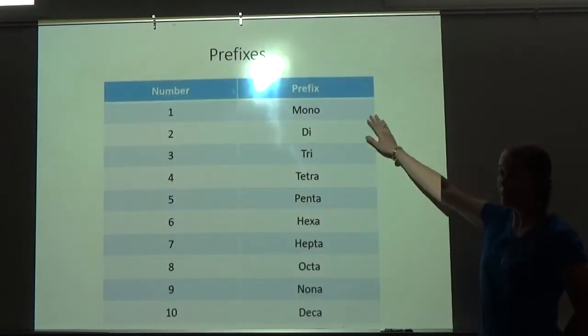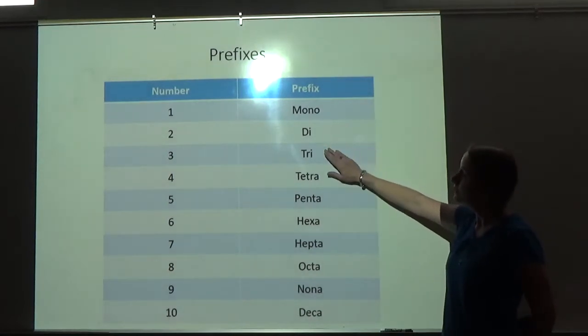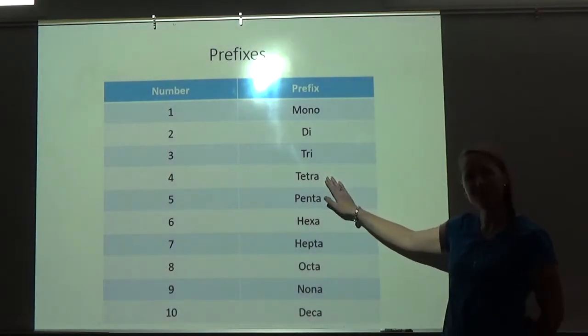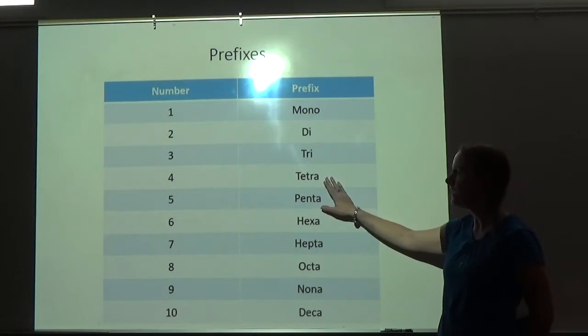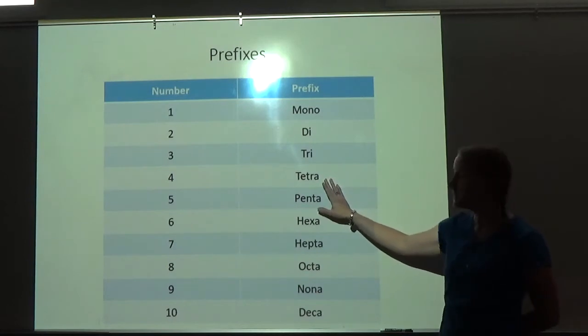So these are the prefixes you need to know, 1 through 10. 1 is mono, 2 is di, 3 is tri, 4 is tetra. That one's commonly missed. A lot of people want to say quad. But if you've ever played the game Tetris, it always drops 4 blocks at a time. So that might help you remember tetra.